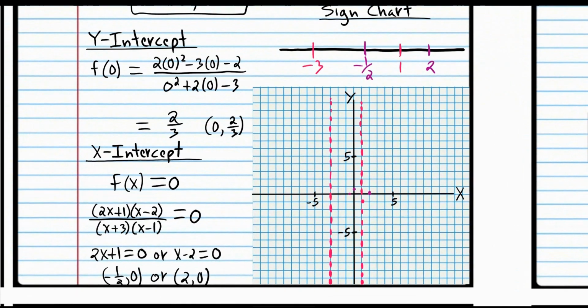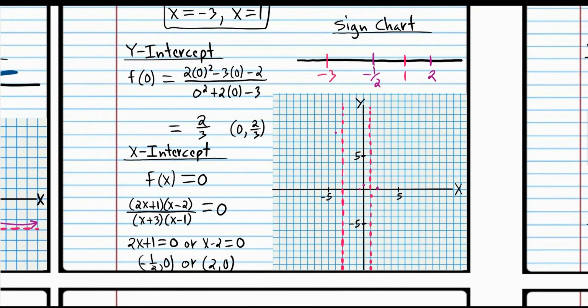So we plug in -4, and we got 8.4. So we've got that point there. And so that part of the graph is positive.